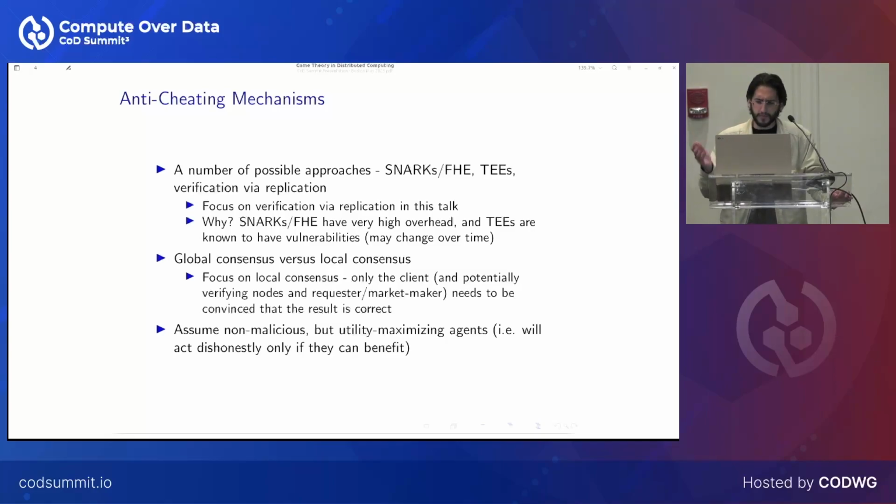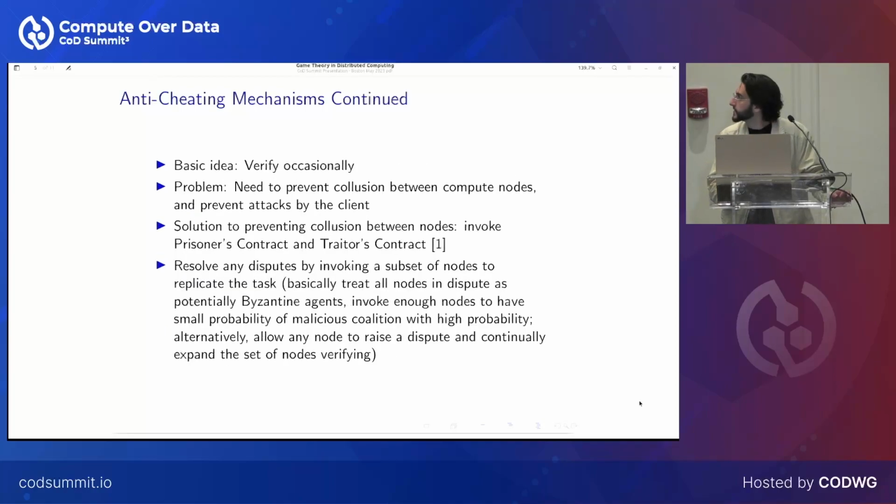So I'm just going to assume in this talk non-malicious nodes, but nodes that are utility-maximizing agents, right? They're not going to specifically go out and try to mess up a result on purpose. The only reason they would ever do it is because they can make more money by doing it, basically.